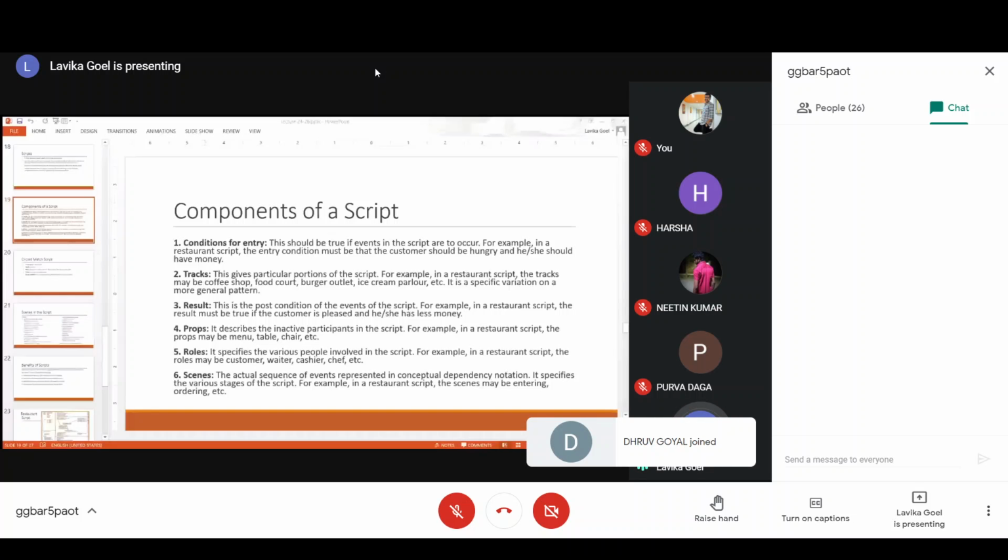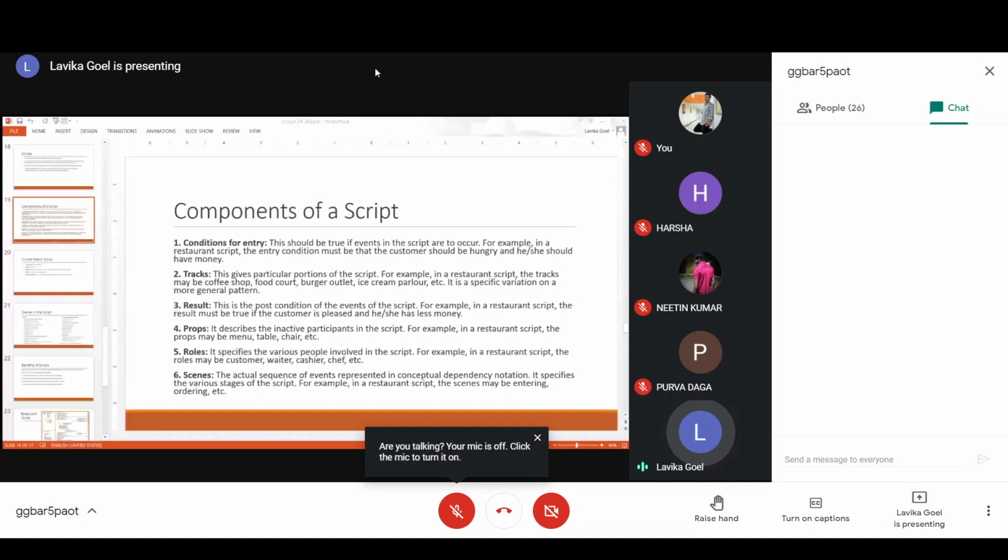And scenes will be represented in a conceptual dependency notation. So basically, all the events involved in the script as scenes will be represented in the form of a conceptual dependency notation, which you have already done. So every sentence which forms an event will be represented in a CD format. These are the 6 components of a script.